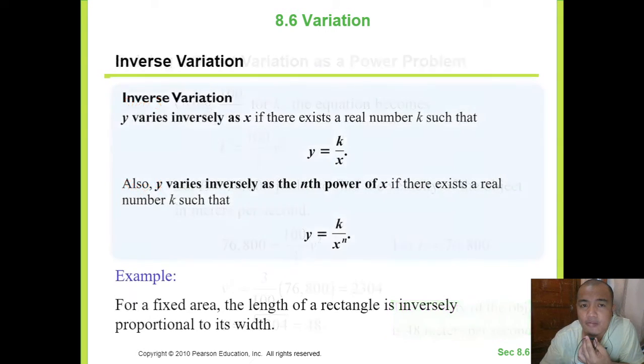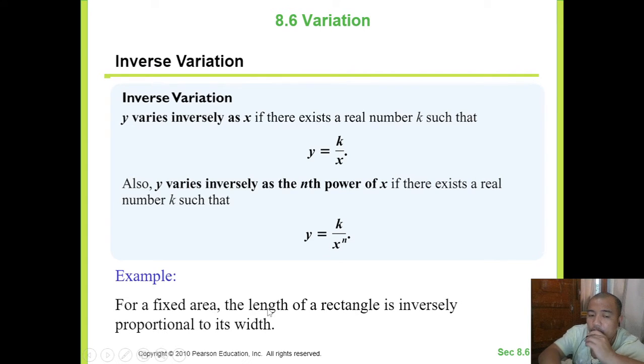Okay. Now let's proceed to the next, inverse variation. Inverse variation: y varies inversely as x if there exists a real number k such that y equals k over x. So from this inverse variation equation, we can solve for k by multiplying y and x. Also, y varies inversely as the nth power of x if there exists a real number k such that y equals k over x raised to n. Example: for a fixed area, the length of a rectangle is inversely proportional to its width.